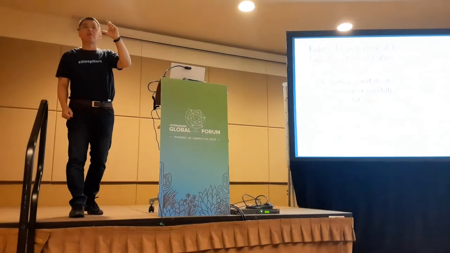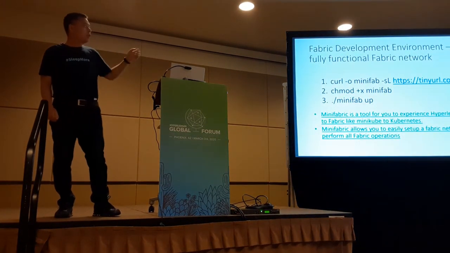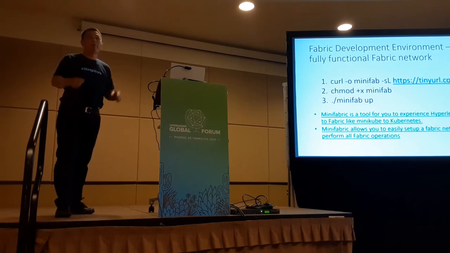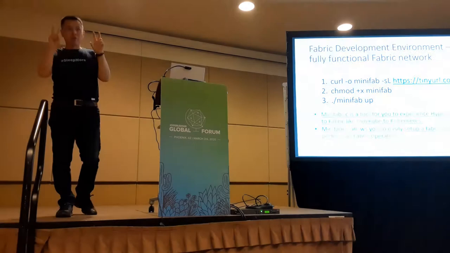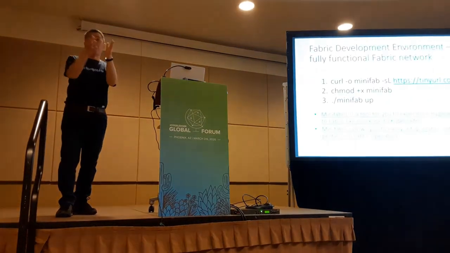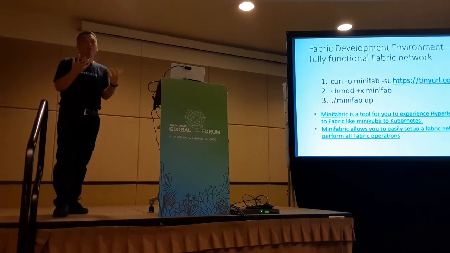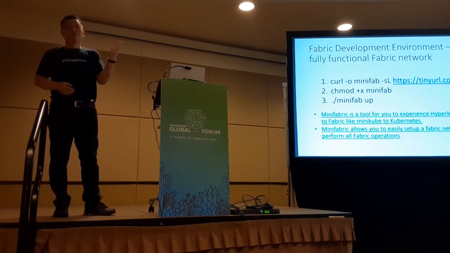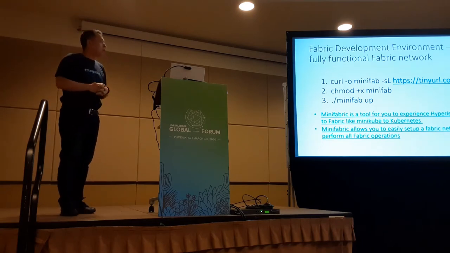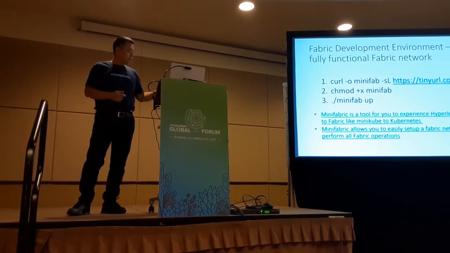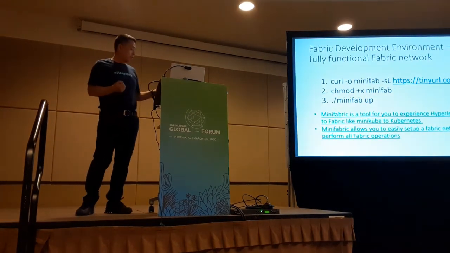It's like 10 lines of bash script. Then you make that executable, then run minifab up. Now you will have a fully functional Fabric network running on your own machine. I normally just do that on my laptop, in a VirtualBox VM with just 4 gig of memory. So this step will get you a functional Fabric network.